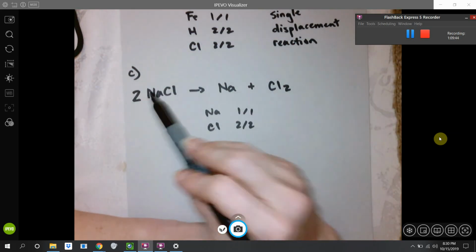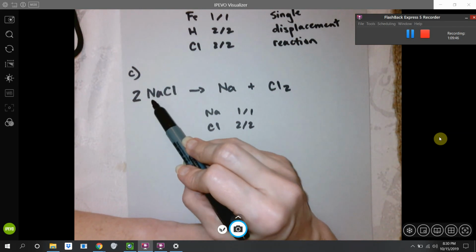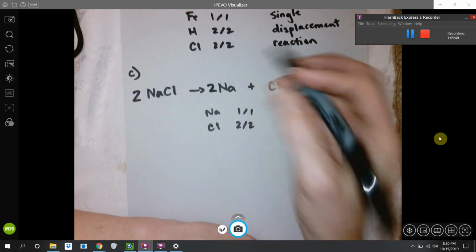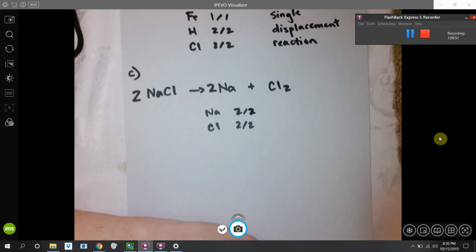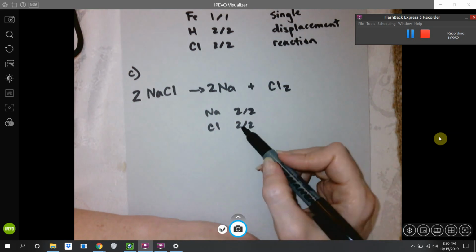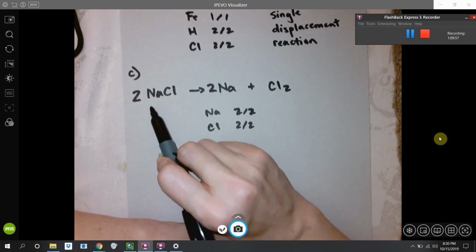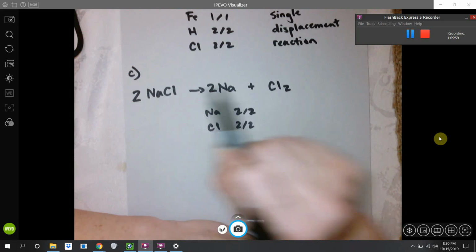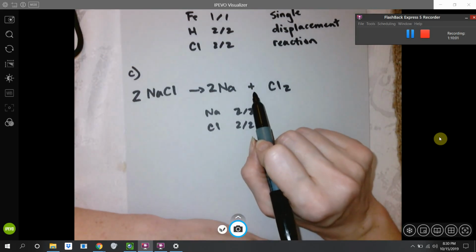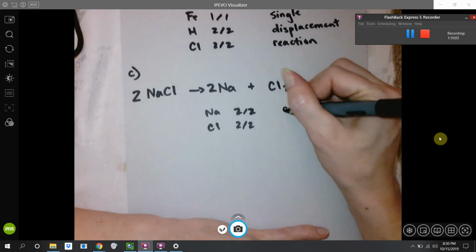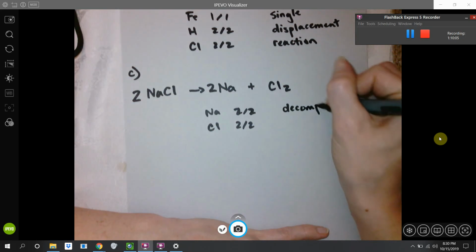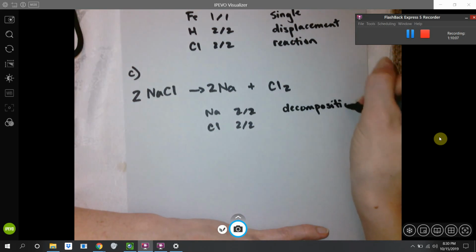Na, oh, we kind of messed that one up for Na, so let's add a 2 here to make 2 and 2 for our sodium and 2 and 2 for our chlorine. All set. So because we're starting with one reactant and two or more products, this is a decomposition. There it is.